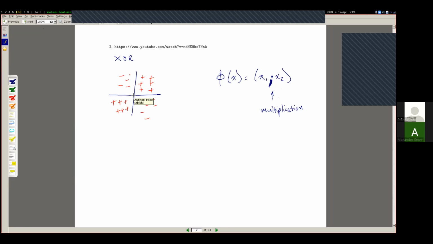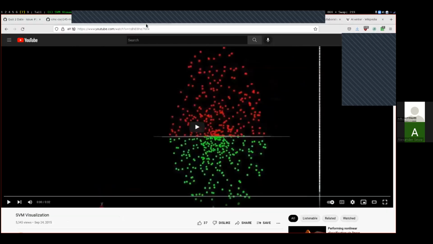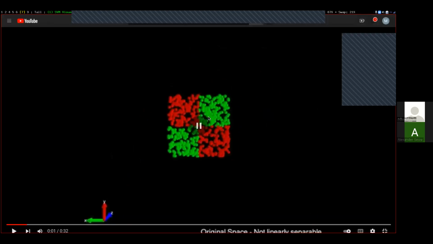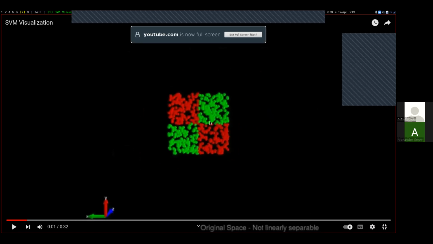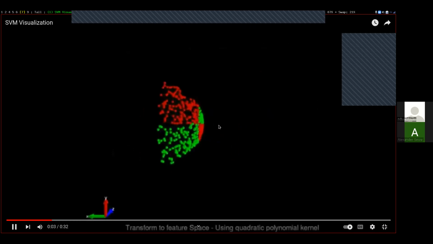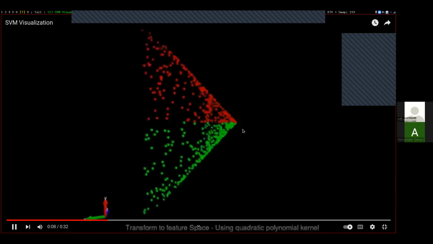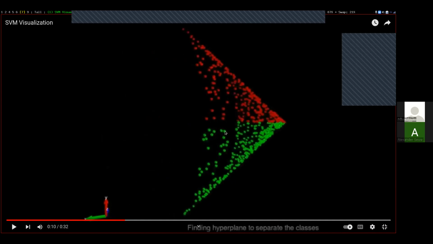Actually drawing what the possible separators are is a little bit difficult, but if we come back over here into this YouTube video and take a look at this, that's our original data space right there, the greens and the reds. When they apply this transformation, it maps everything down, sort of taking those opposite quadrants and merging them together. And now something like this can be linearly separated.